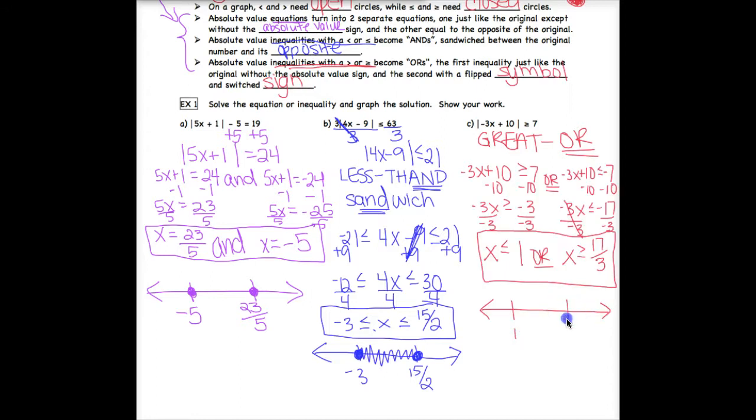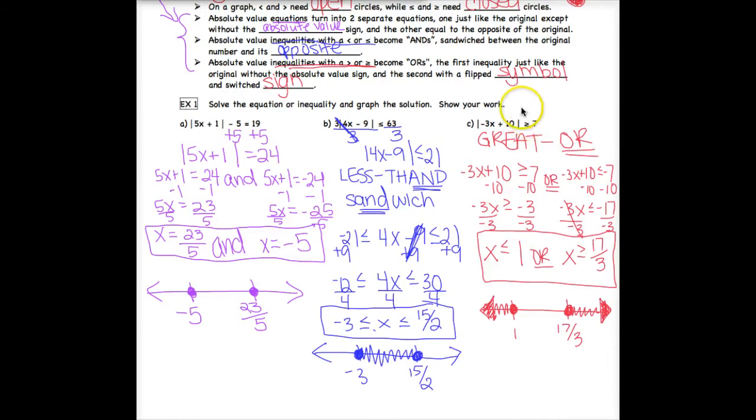1 is smaller than 17/3, so put them in that order on the number line. These are both closed circles again. Remember, if there is no equals, they would be open. Less than 1 on the number line would be over here. Make sure that you color the arrows to indicate everything down there is less than 1. Or it could be greater than, meaning bigger than, 17/3. Again, color the arrow to indicate that that should be part of the solution as well.